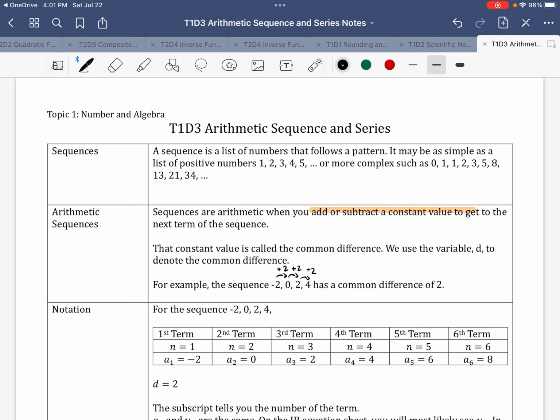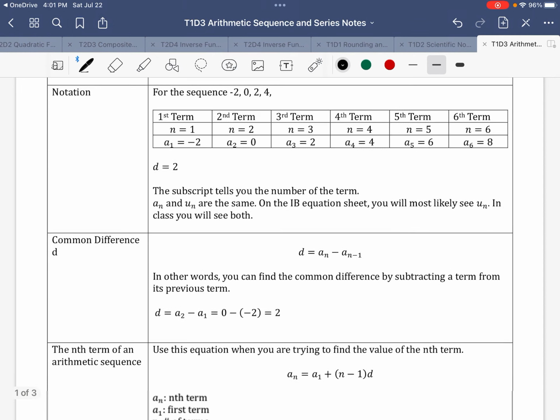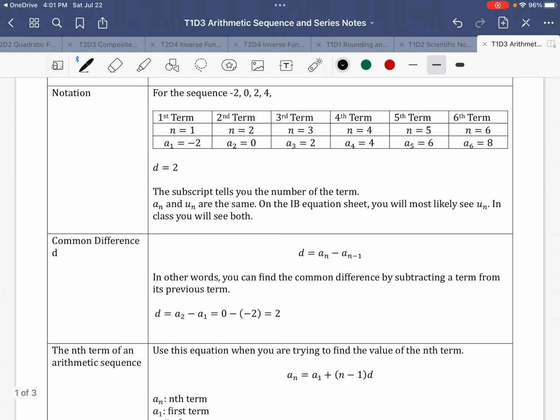That constant value, however much we're constantly adding, is called the common difference. And the common difference uses the variable d to denote it, okay? There's some notation that's pretty specific and kind of weird the first time you see it.